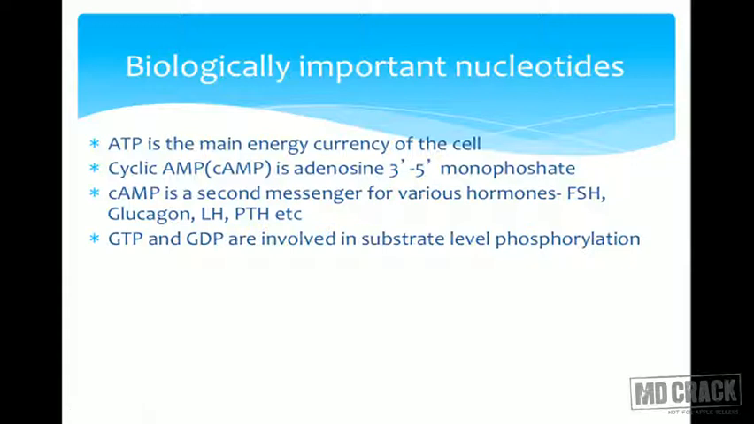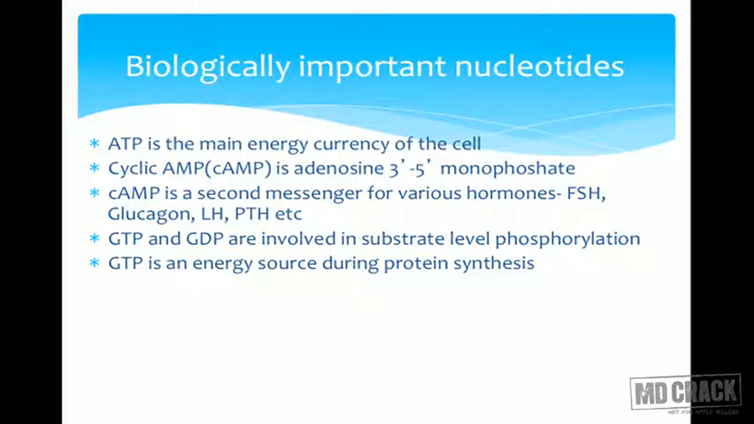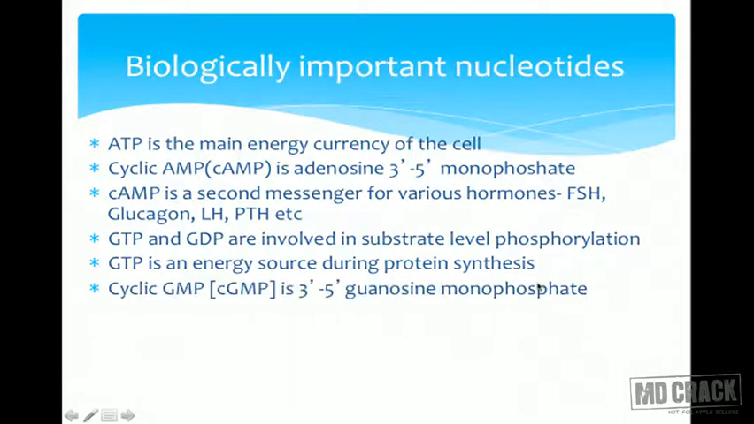Succinate thiokinase. Yes, succinate thiokinase, that is converting succinic acid or succinate to fumarate. Succinate thiokinase, GTP and GDP are involved. That is one of the levels of substrate level phosphorylation. Where else have you heard of GTP? GTP is the energy source during protein synthesis, not ATP. In many places ATP is there, but GTP also acts as an energy source during protein synthesis.